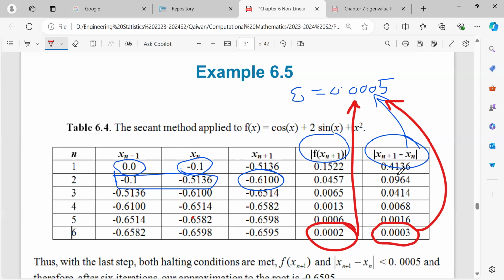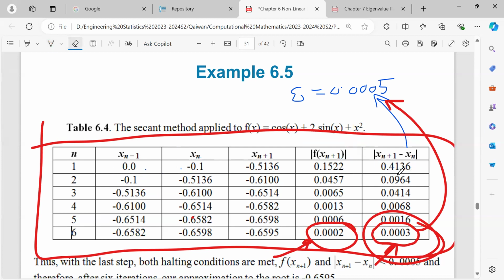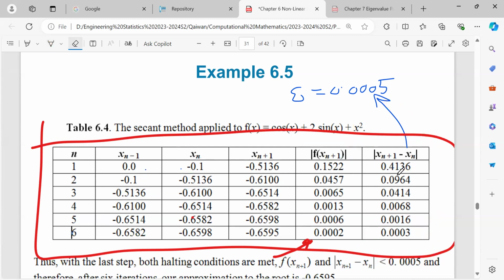Yeah, I just want to show that, but it's better to do both. This one becomes less than the error before that one. If you only do this one, you may have extra steps. So do both. Always make this table, the same table, and find both f of x n plus 1 in absolute value.